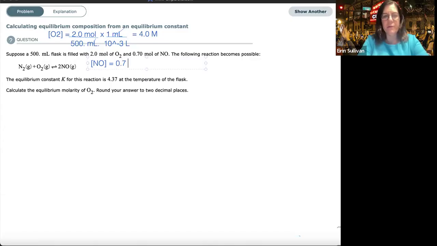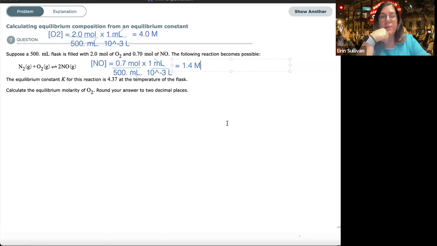So 0.7 moles of nitrogen monoxide in the same volume, obviously, same container, same volume. So 500 milliliters of that, and 1 milliliter is still 10 to the power of minus 3 liters. So that volume in milliliters will cancel out, giving us units of moles per liter, which is totally appropriate for concentration units of molarity. All right, so that should shake out to be 1.4 molarity. So now we have our initial concentrations of one of our reactants, O2, and our product, nitrogen monoxide.